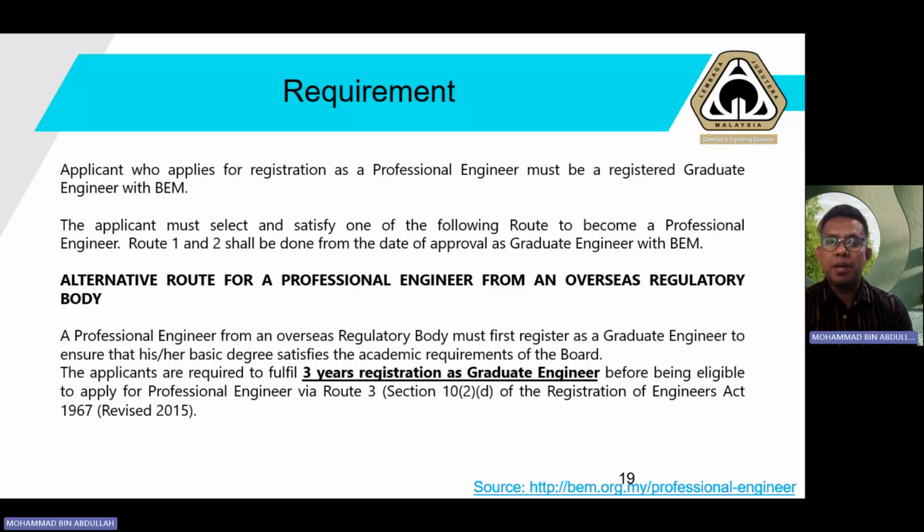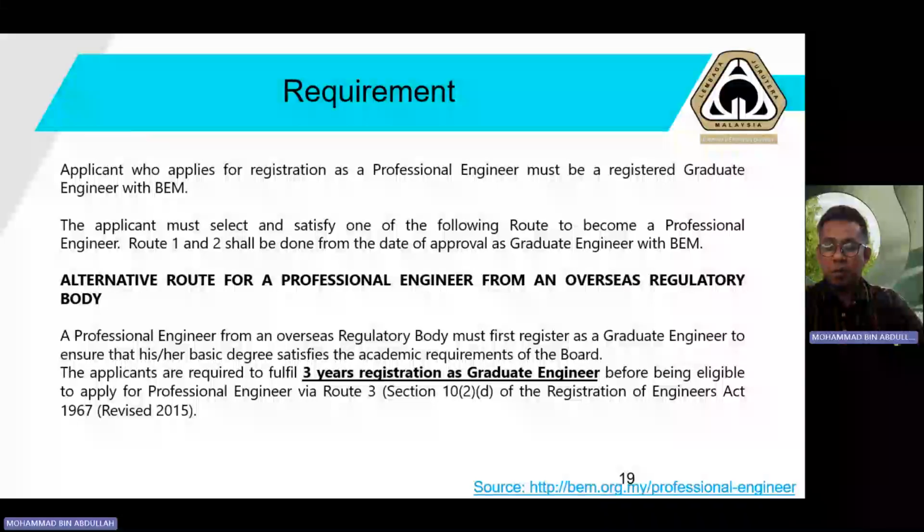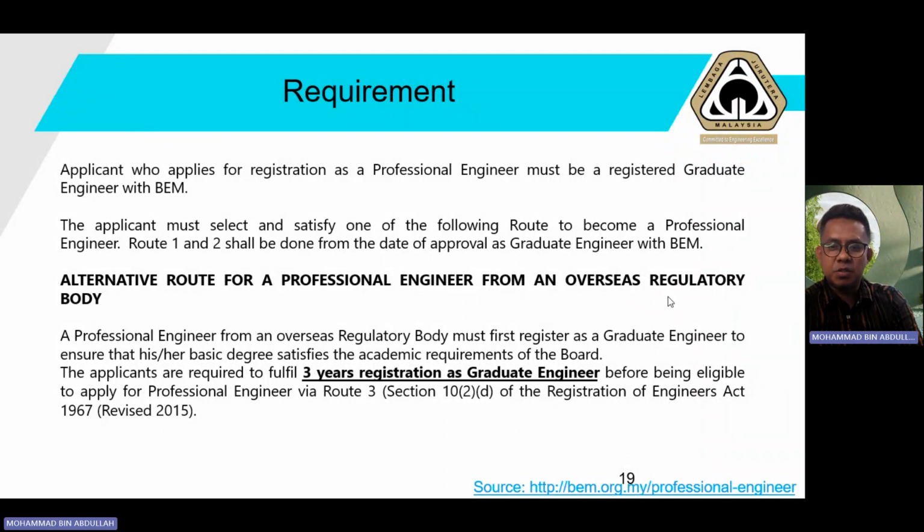Okay, so the applicant who applies for registration as a professional engineer must be registered as a graduate engineer with BEM. So you need to register with BEM first as a graduate engineer, or we call in Malay Jurutera Siswazah. So the applicant must select and certify one of the following routes to become a PE. Route 1 and 2 shall be done from the date of approval as a graduate engineer with Board of Engineers Malaysia.